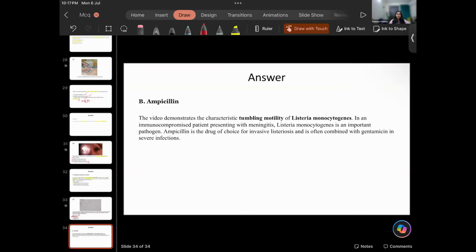Let's see the explanation. The video demonstrates the characteristic tumbling motility of Listeria monocytogenes in an immunocompromised patient presenting with meningitis, that is stiffness and irritation. Listeria monocytogenes is an important pathogen, and ampicillin is the drug of choice for invasive listeriosis, and it is often combined with gentamicin in severe infection.